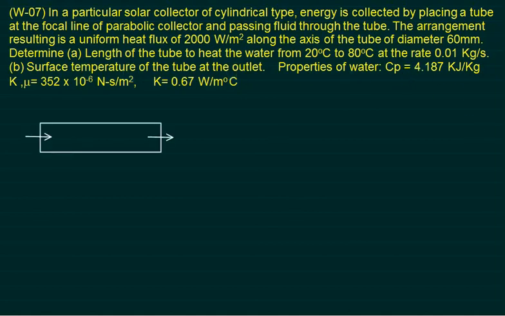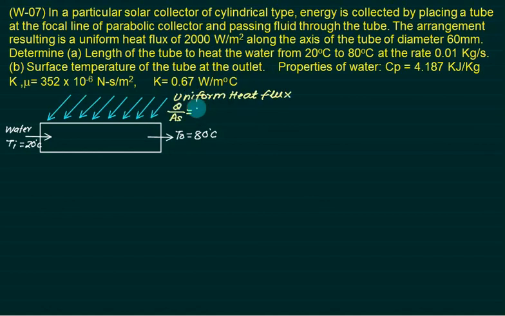Properties are given to you. So let's assume this is a solar flat plate collector. Water is entering at temperature Ti equals 80 degrees Celsius and leaves at 80 degrees Celsius. We have a uniform heat flux here of 2000 watts per meter square over the entire circumferential area, that is pi dl, which we call the surface area, Q per As = 2000 watts per meter square.